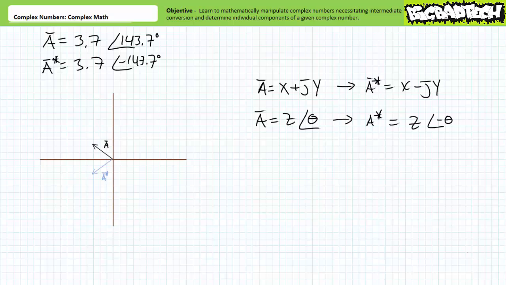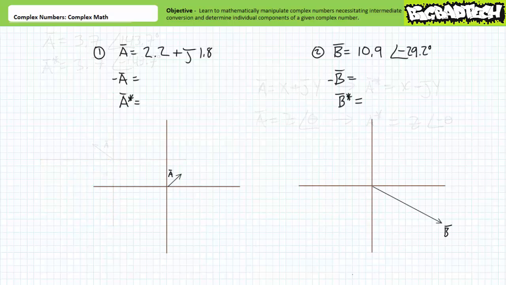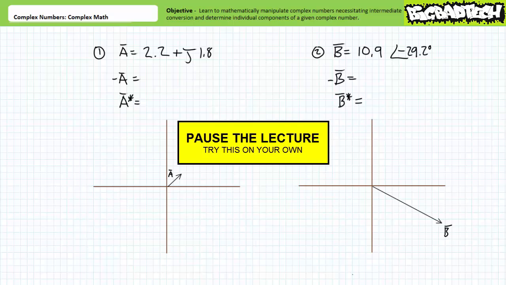Don't make the complex conjugate hard. Let's put your understanding of negation and the complex conjugate to the test with this set of example problems. Given a complex number in a particular format, determine the negation and complex conjugate in the original format. By all means, pause the lecture and try this on your own. If you're tracking, you should have obtained the following results.